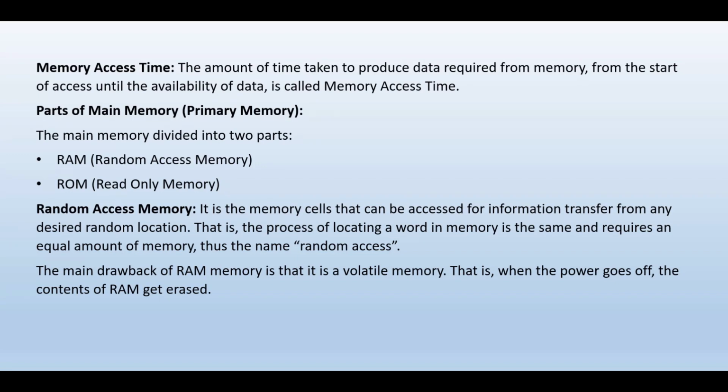First, what is random access memory? These are memory cells that can be accessed for information. That means information can be transferred from any desired random location in your computer. The process of locating a word in memory is the same and requires an equal amount of time. Thus the name random access.